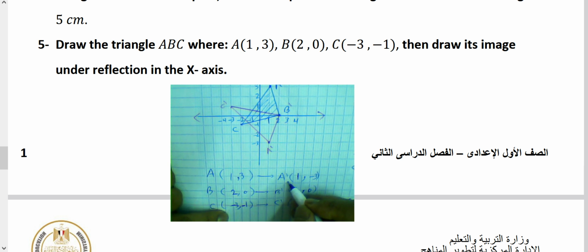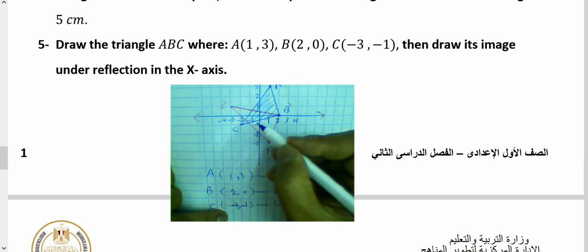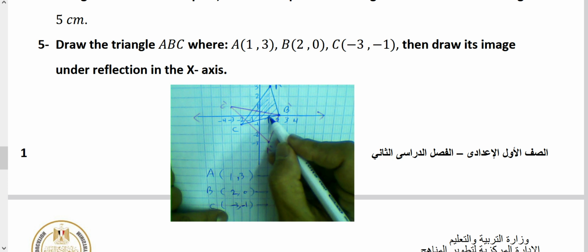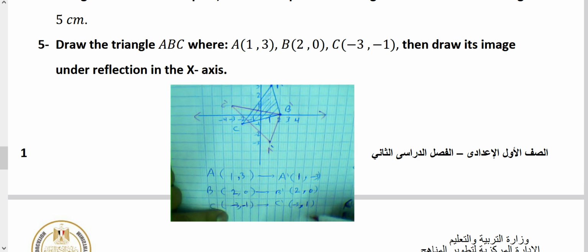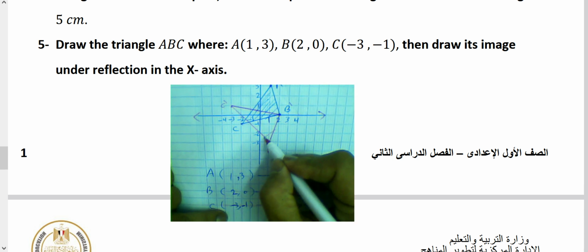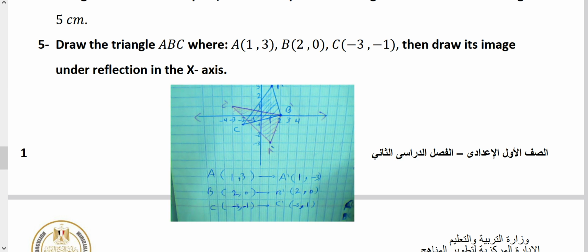And second, A dash 1 and -3. Where 1? Here, 1 and -3 here. It's A dash. B dash 2 and 0 here, and also C dash equal -3 and 1 here. Then we have two triangles congruent.